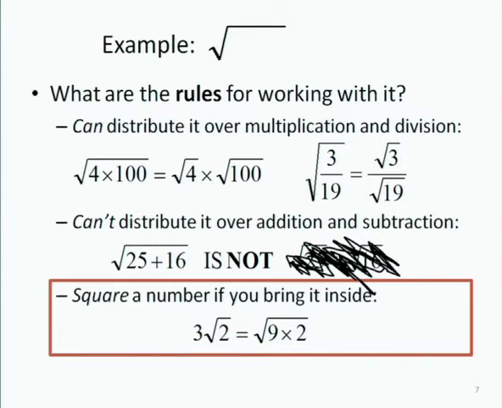So this is what I mean when I'm saying what are the rules for working with it. Figure out how it interacts with other stuff. It's a square root, it's designed for dealing with numbers. Well, how does it behave when it's near other stuff that we do with numbers, with times and divide and plus? Okay? That's the sort of thing that you want to ask yourself when you learn a new maths notation.